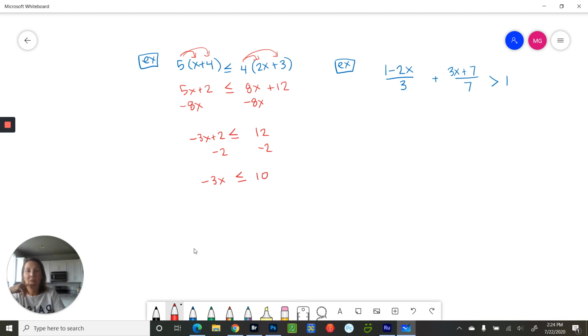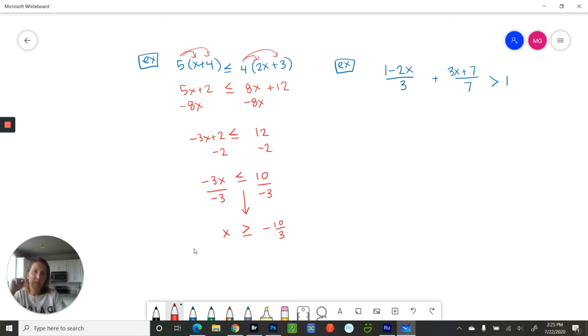And then here, now I'm going to divide by a negative 3. I'm dividing by a negative number, so the first thing that happens is I switch the sign. This cancels out, I'm left with x, and over here I am left with a negative 10 over 3. Okay, so you need to be really careful that you're switching it when you're supposed to and not switching it when you're not supposed to.